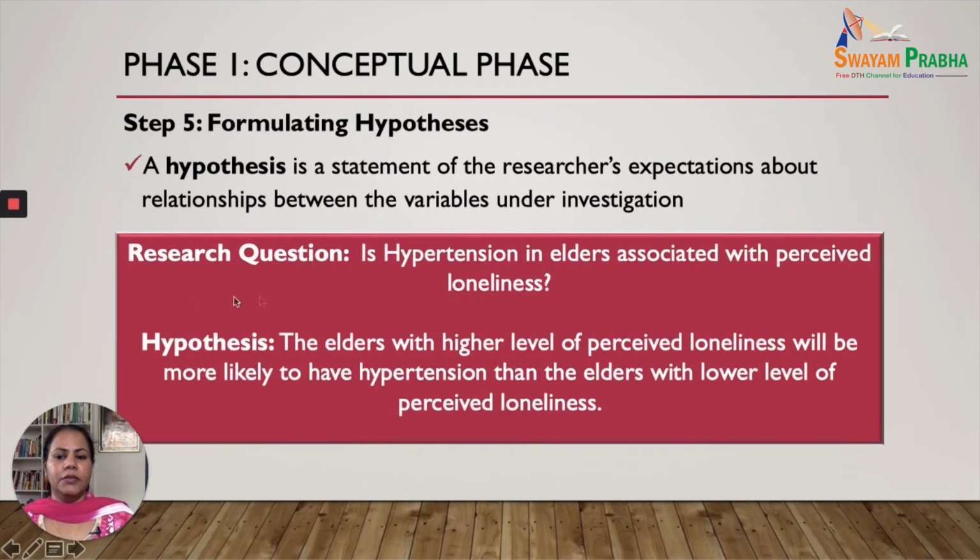For example, the research question is: is hypertension in elders associated with perceived loneliness? So this is the question, right? So we can make a hypothesis: the elders with a higher level of perceived loneliness will be more likely to have hypertension than the elders with a lower level of perceived loneliness. It means the elderly who have a higher level of perceived loneliness will have more hypertension than the elders who have a lower level of perceived loneliness. So this is the expectation of the researcher.